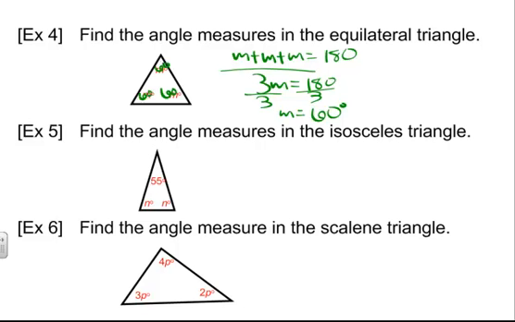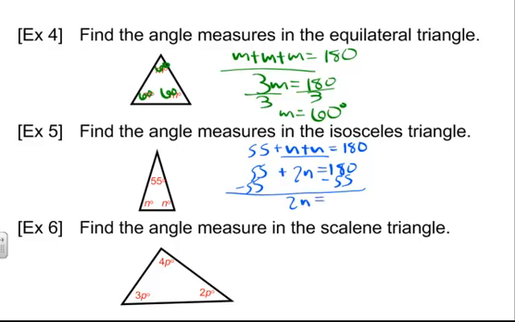Makes sense. Number 5, find the angle measures in the isosceles triangle. Again, they all add up to 180. 55 plus n plus n is 180 degrees. n plus n is 2n, right? You guys are so good at equations, this should not be a problem. Minus 55, 2n equals 125. Divide by 2, n should equal 62.5 degrees.